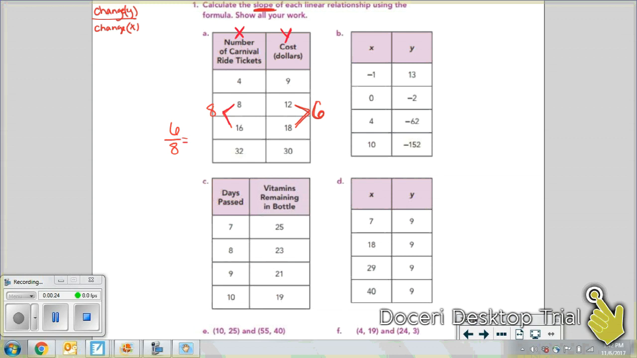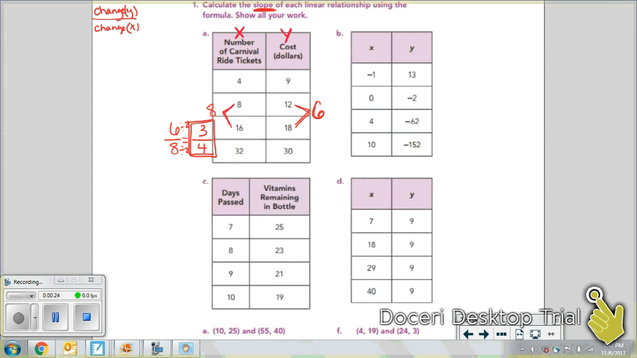Remember, anytime we have even numbers, we can always divide by 2. So we're going to divide both of these numbers by 2, which is going to leave us with 6 divided by 2 is 3, and 8 divided by 2 is 4. So our actual rate of change, or our slope, is 3/4. Now you're going to do questions B, C, and D.